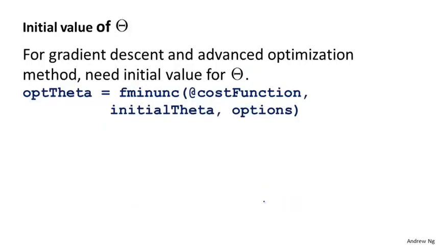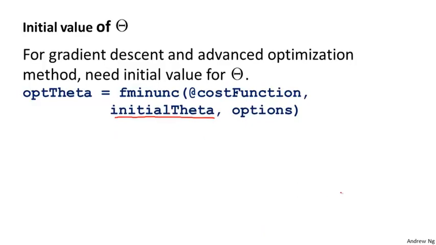When you're running an algorithm like gradient descent or also the advanced optimization algorithms, we need to pick some initial value for the parameters theta. So for the advanced optimization algorithm, it assumes that you will pass it some initial value for the parameters theta.